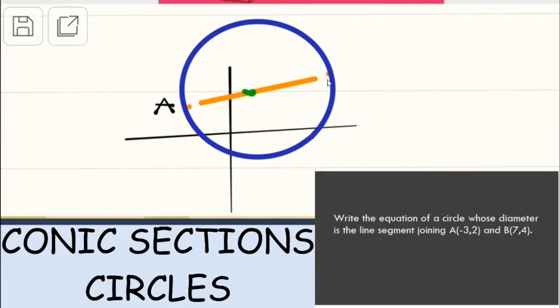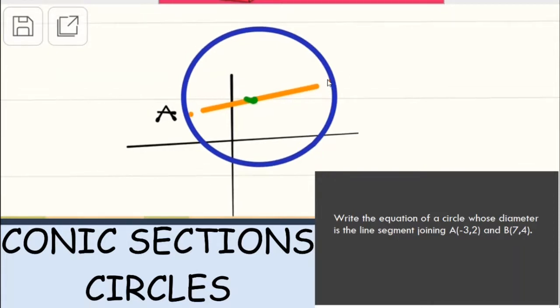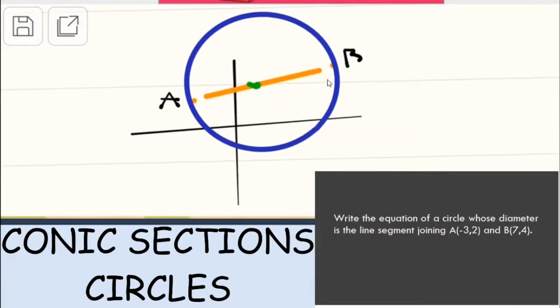That's point A, and this is point B. Yeah, that's point B. Now, we know that this is the center, and when we say diameter, it is a line that passes through the center point and goes through to the other side of the circle.